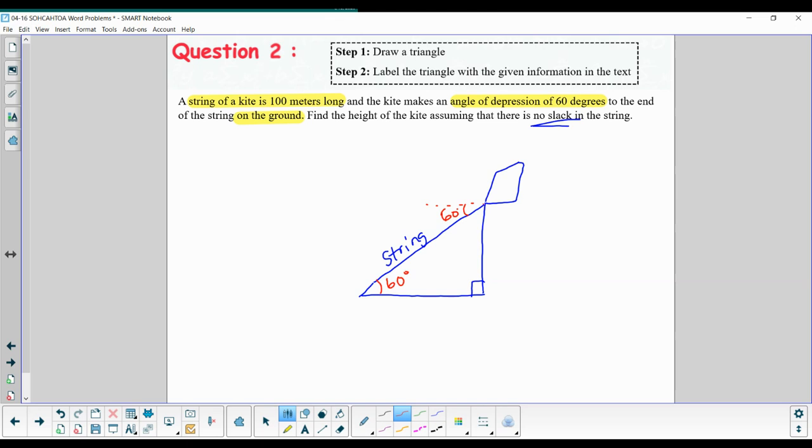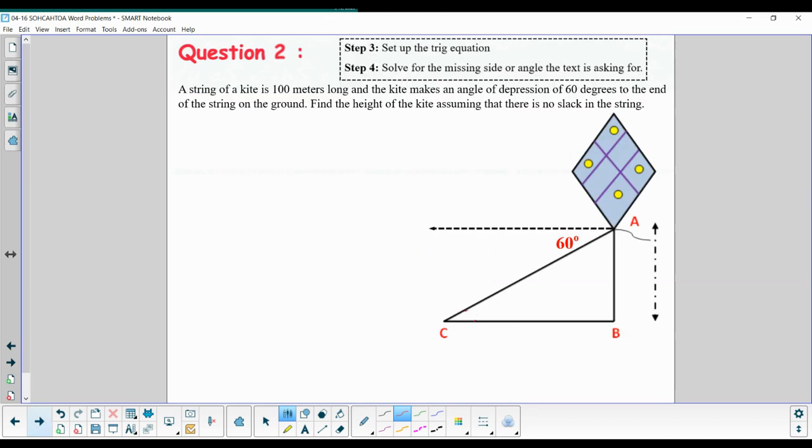It says the string of the kite is 100 meters long. So instead of the word string here, I can erase the word string and I can put 100 meters. And it wants us to find the height of the kite. So we don't care about how far across the ground it is. We want to know this height right here. And we can double check our answer looking at my picture.